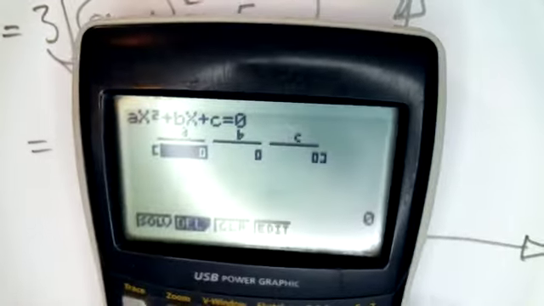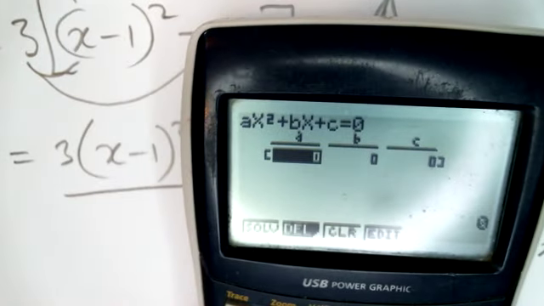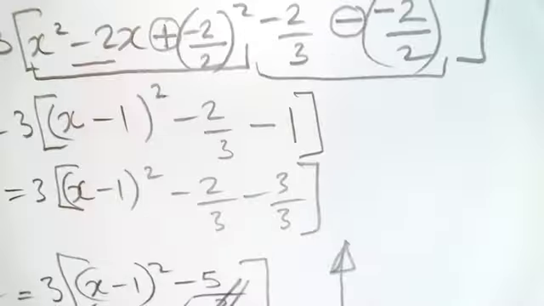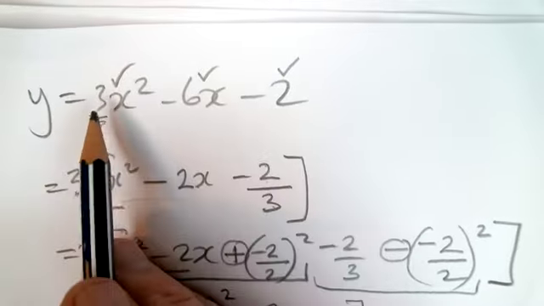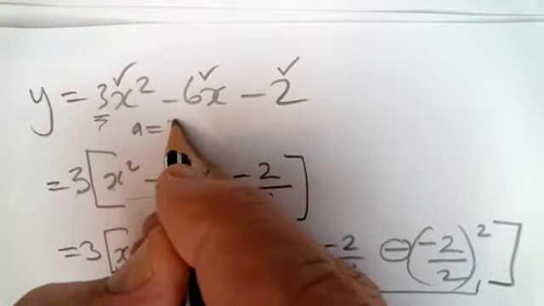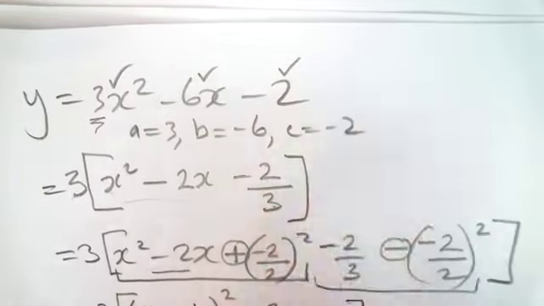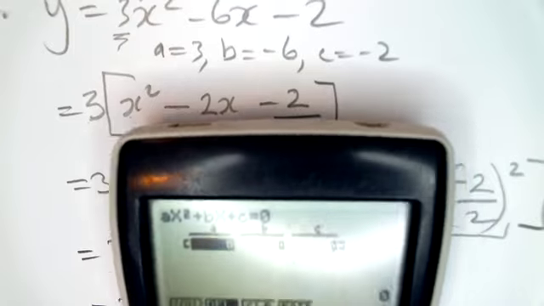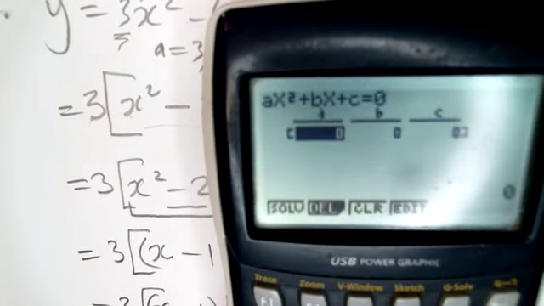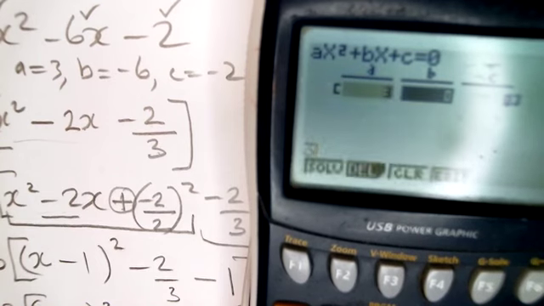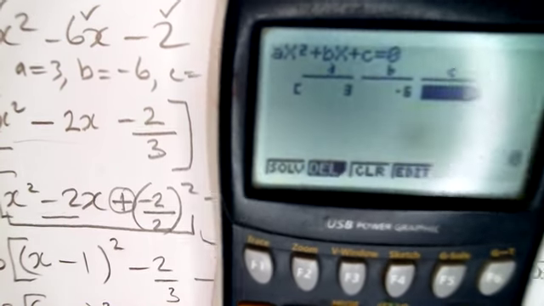So here we are. I've got my solver here. And we're going to go ahead and say, well, let's have a look. We've got A is 3. B is negative 6. And C is negative 2. So let's plonk those in. Here we go. So A is 3, B is negative 6, and C is negative 2.